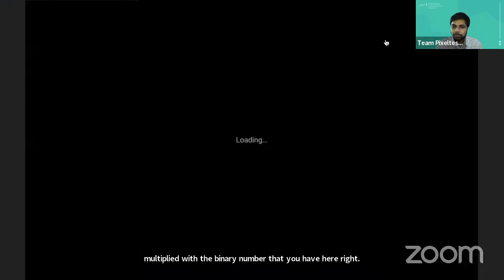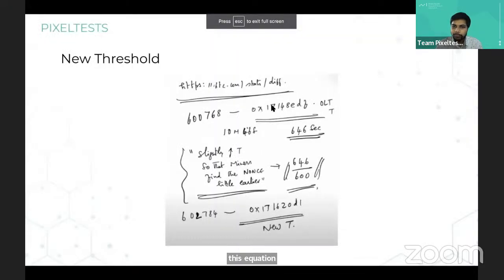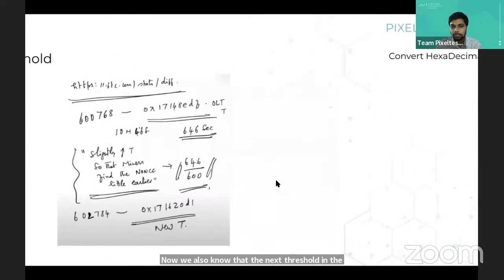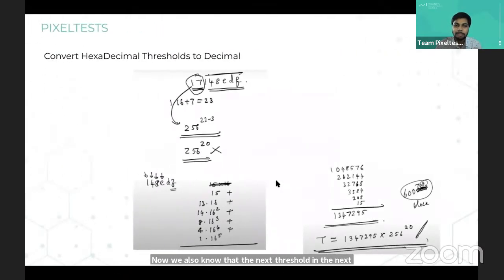Now, if you see this equation, 171480df, this is the old threshold, and we saw that it took 10 minutes 46 seconds, which means 646 seconds. Now, if you slightly increase the threshold, it will become easier for a person to get the nonce. So for that reason, we are going to adjust the threshold in that way. So now how do we convert? Now we also know that the next threshold in the next value is this. So this will be on the equation in that particular database.